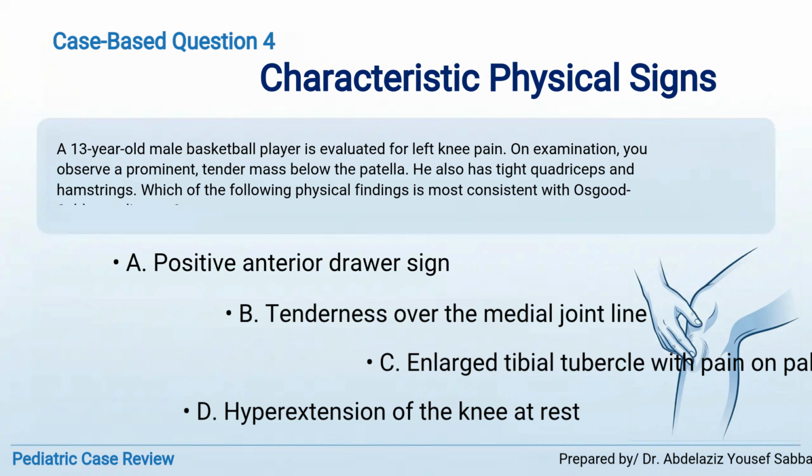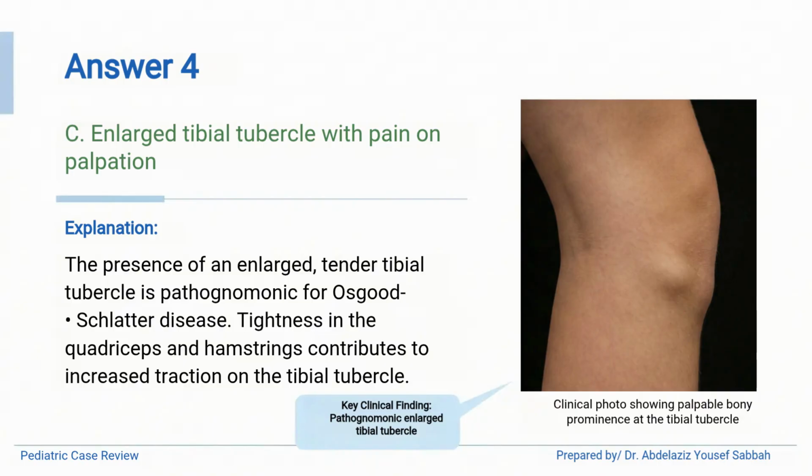Option A, positive anterior drawer sign. Option B, tenderness over the medial joint line. Option C, enlarged tibial tubercle with pain on palpation. Option D, hyperextension of the knee at rest. The correct answer is option C, enlarged tibial tubercle with pain on palpation.